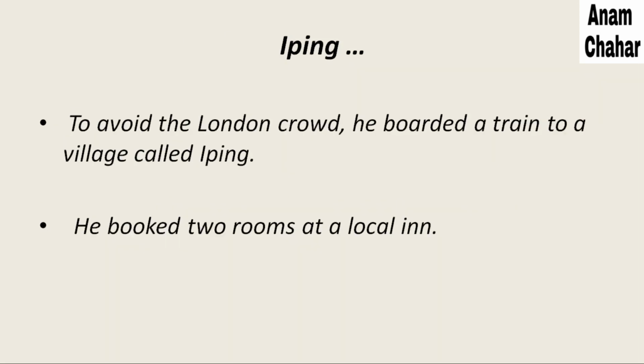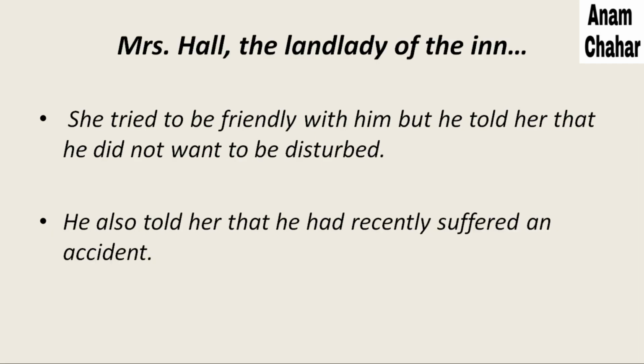Griffin wanted to avoid the London crowd, so he boarded a train to a village called Iping. He went to a local inn and rented 2 rooms. Soon, his strange and uncommon appearance made him the talk of the villagers. Mrs. Hall, the landlady of the inn, tried to be friendly with him, but he brushed her aside by telling her that he wanted to be left alone and he had a lot of work to do. He also told her that he had recently suffered an accident and did not want to be disturbed.